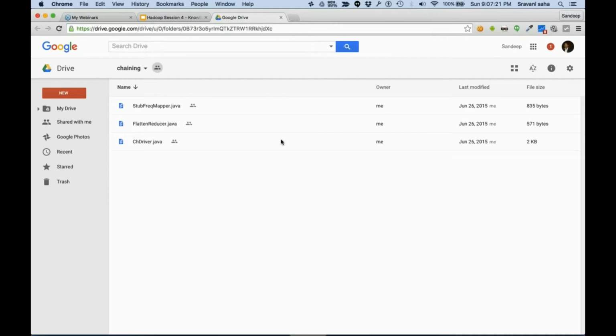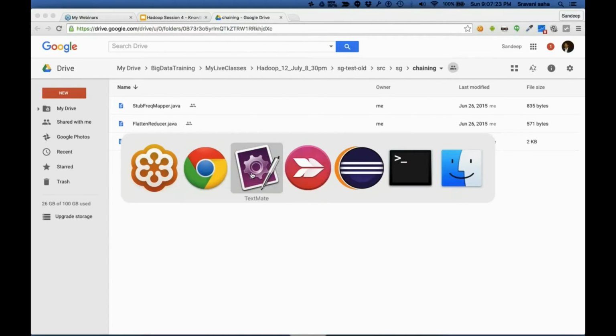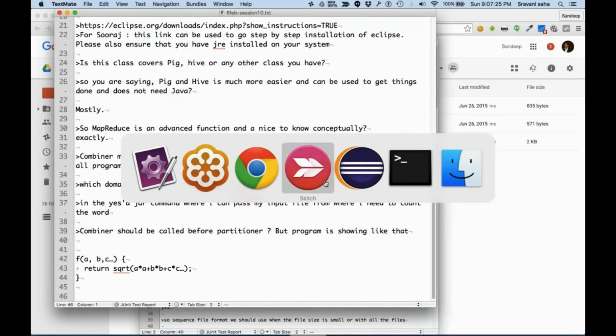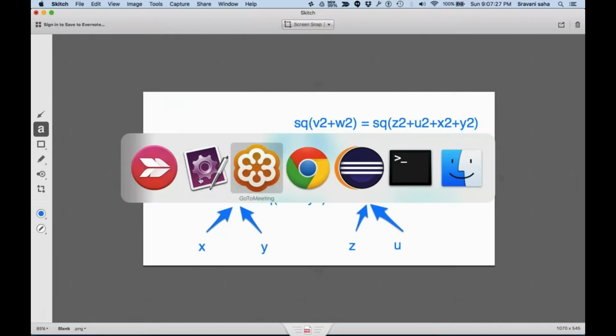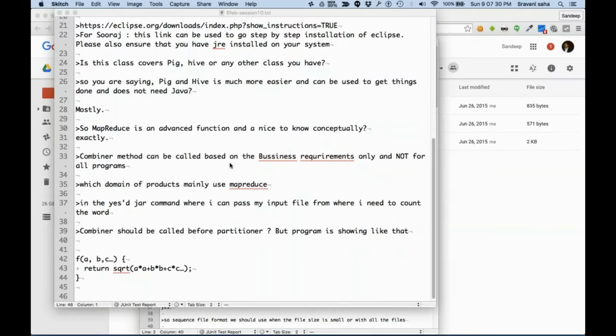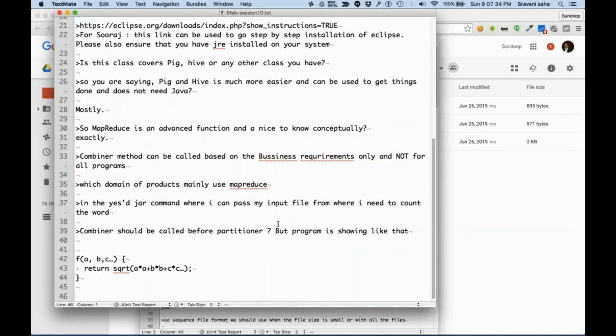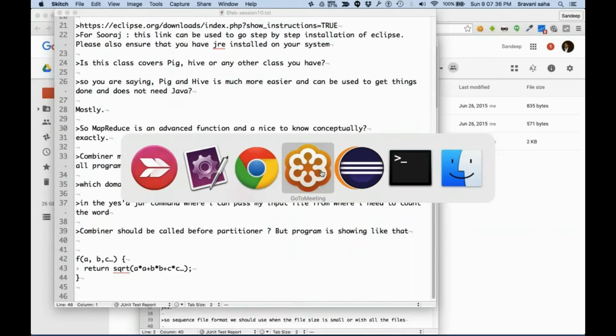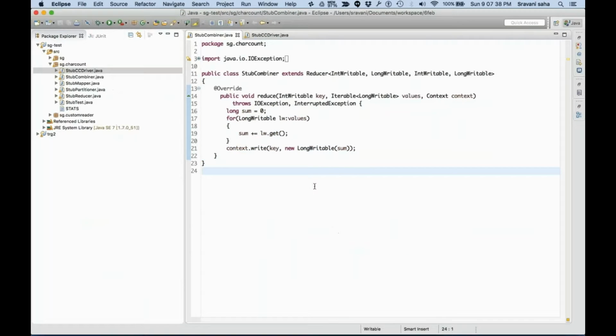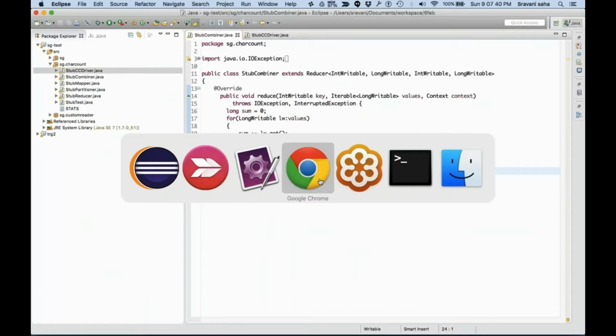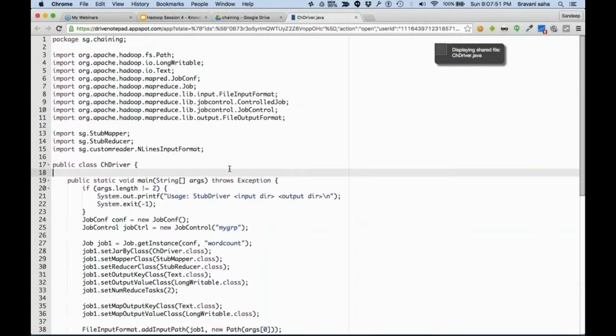So you could download this piece of code and try it out, and you will find out that it's actually quite straightforward. I'll show you this. You can see that the chain driver is quite straightforward here.